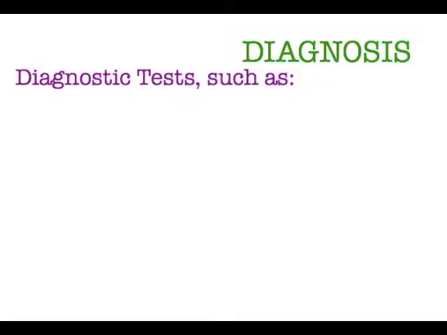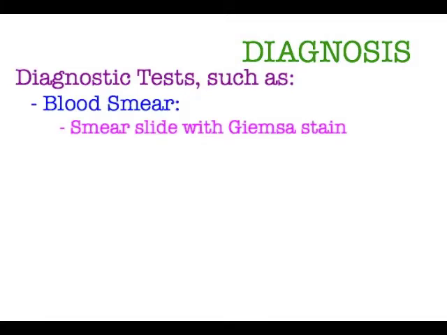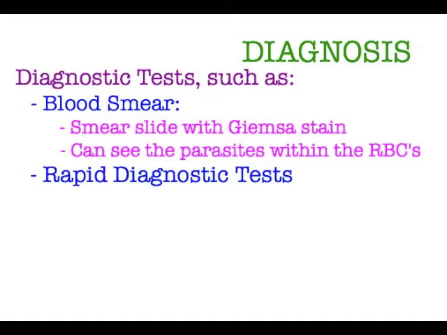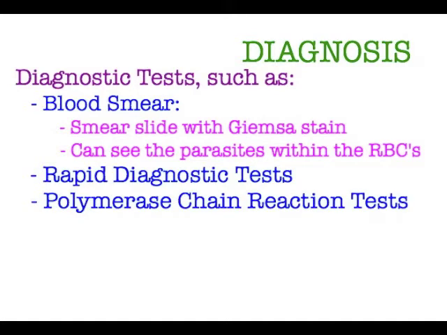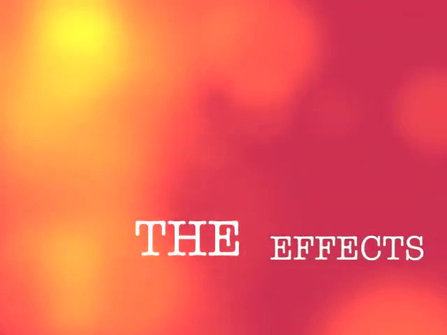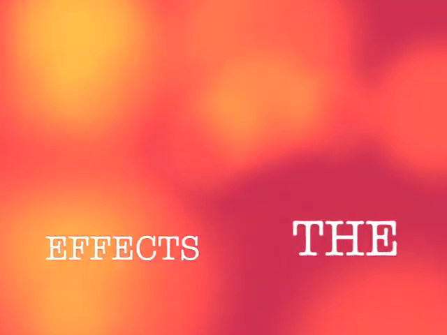To diagnose malaria, we must use diagnostic tests such as a blood smear, in which we would smear the slide with a Giemsa stain. Therefore, we can see the parasites within the red blood cells. We can also use rapid diagnostic tests and polymerase chain reaction tests. However, we cannot just use symptoms to diagnose because they mimic other diseases such as yellow fever, dengue fever, typhoid fever, cholera, and more. Now we're going to look at the effects of malaria.